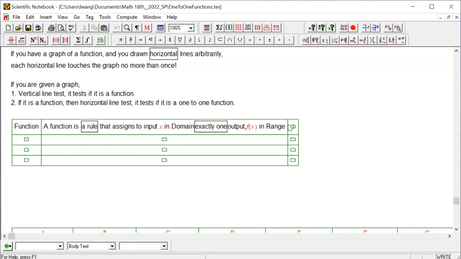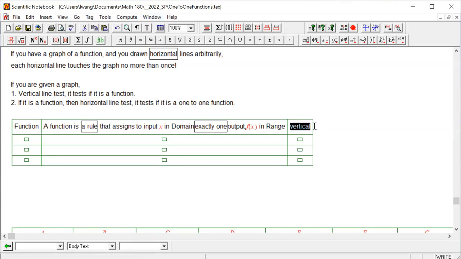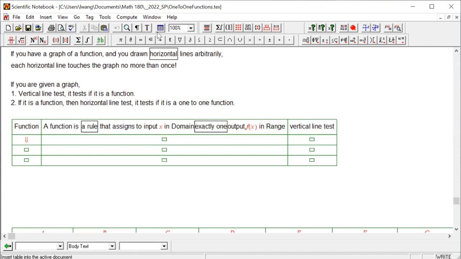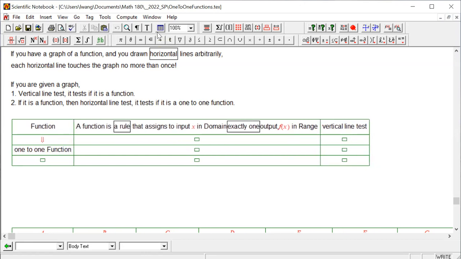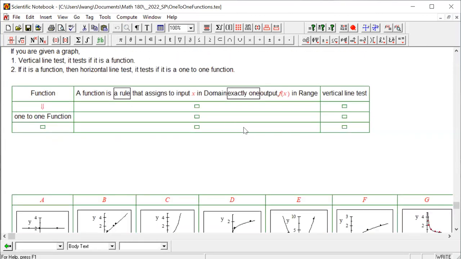Then we have a vertical line test. If it is a function, only for function, we will conduct the one-to-one function test. And the definition of one-to-one function, and here we go, whenever.